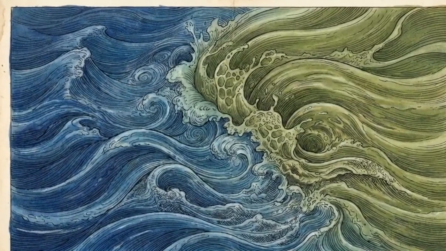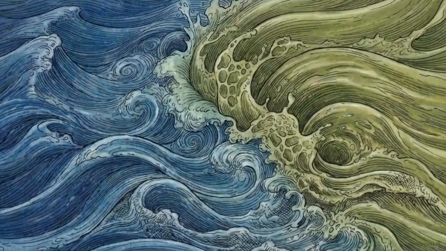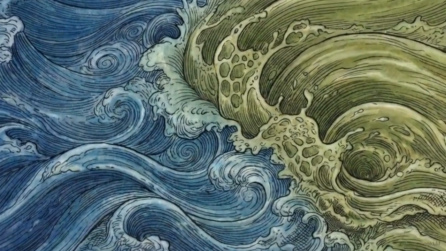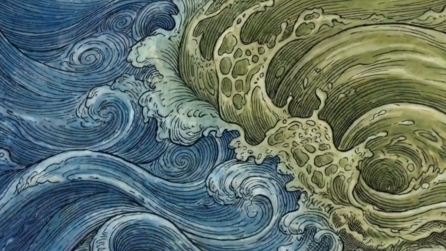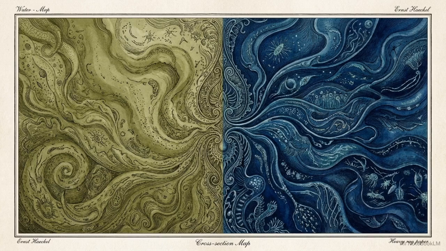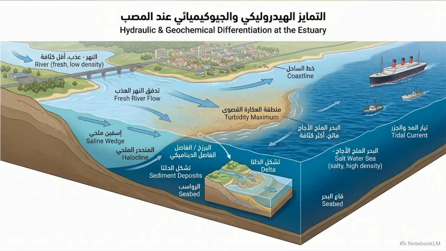Millions of gallons of highly energetic freshwater slamming into the ocean. Basic intuition suggests these massive volumes of water should instantly churn into a diluted, brackish soup, but they don't. This diagram maps the geography of that collision point. Here we see the fresh river flow driving directly into the saltwater sea.